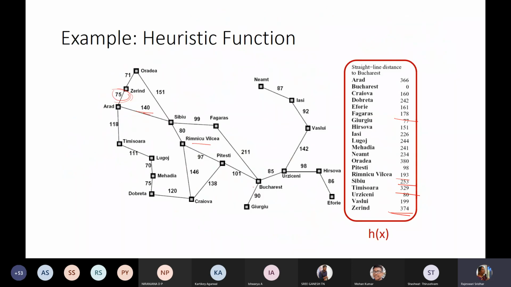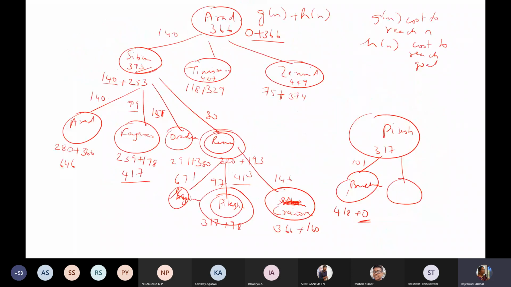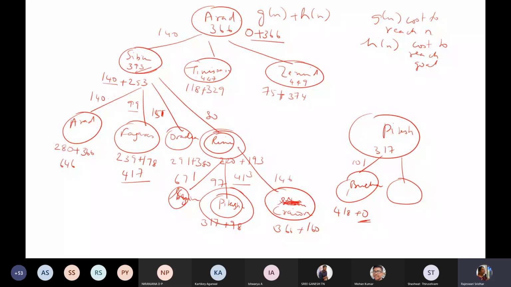It uses two functions: f of n is equal to g of n plus h of n. So it uses the cost to reach the current state n and the cost to reach the goal state from n. Both will be considered. Now for h of n, in this example we have used h SLD, which is the straight line distance parameter.